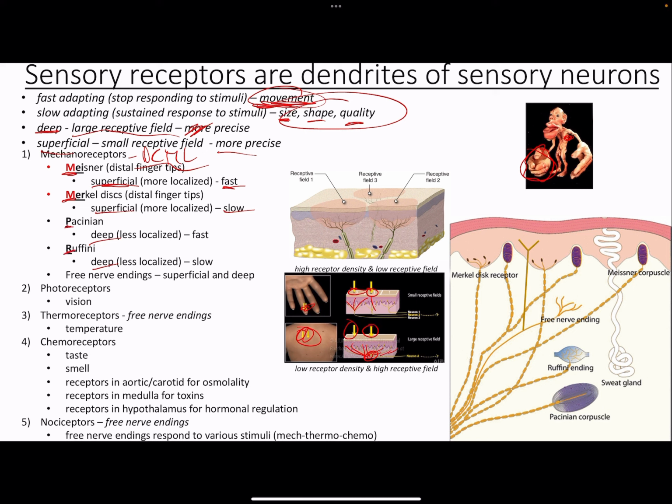P comes before R, so this is faster. We get to this faster than we got to the R. So this is a fast deep, and this is a deep slow. I actually think that's a pretty helpful way to go through it.